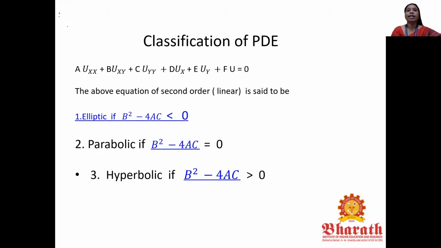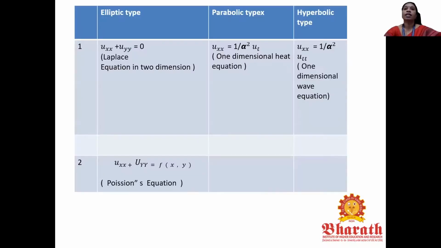So this will decide whether it is elliptic or parabolic or hyperbolic. This value is called the discriminant. That is, this will be elliptic if B square minus 4AC is less than 0. This will be parabolic if B square minus 4AC is equal to 0. And this will be hyperbolic if B square minus 4AC is greater than 0.